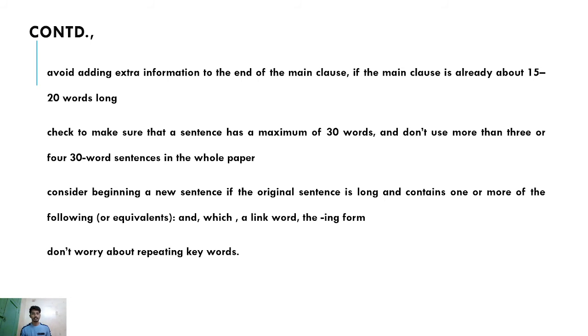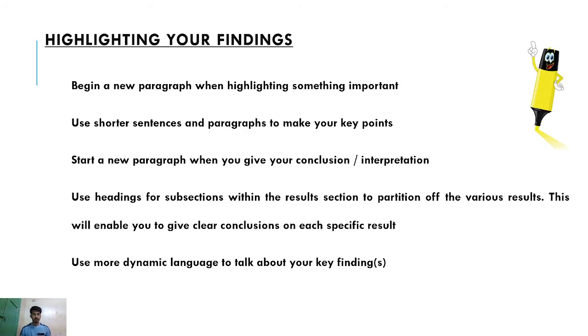Avoid extra information in a paragraph; it has to be reduced to a single sentence. If we are adding extra information, it has to be in a new sentence or a new paragraph. These are some examples. Highlighting the findings: begin a new paragraph by highlighting something important which is related to the previous paragraph. As we said, shorter sentences and shorter paragraphs have to be used.